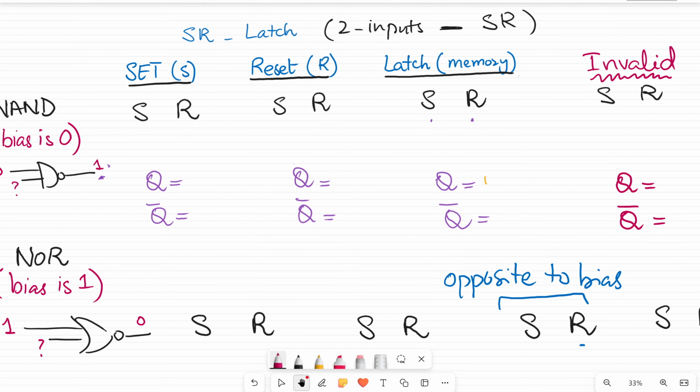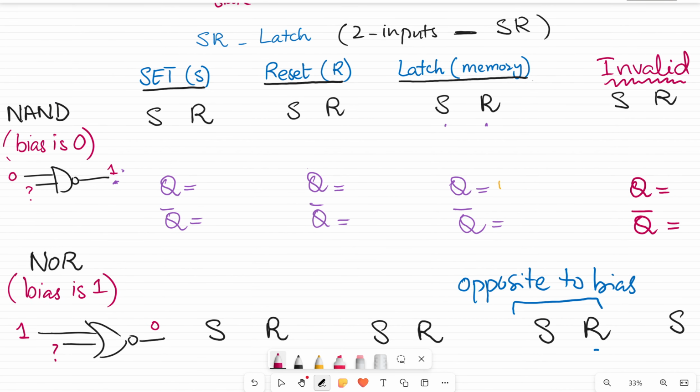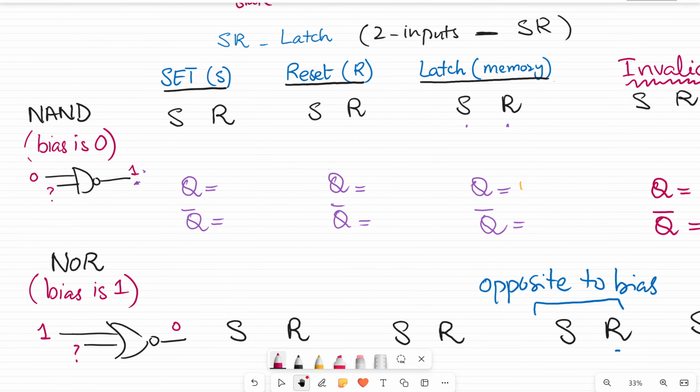It's irrespective of whatever kind of latch we are dealing with, it will always have 3 states.